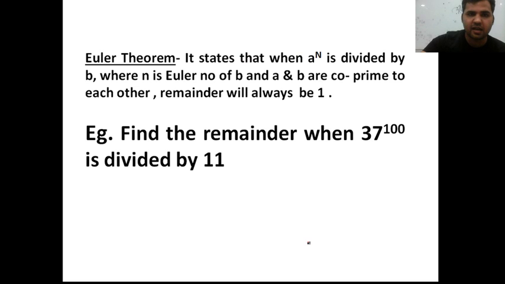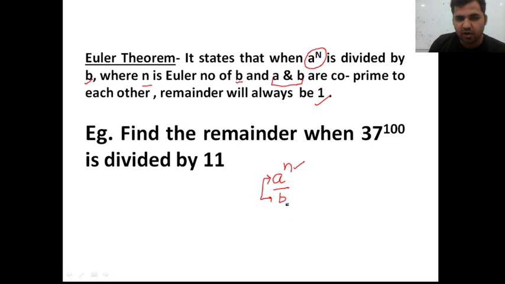Now, what does the Euler remainder theorem state? The Euler remainder theorem states that when a power n is divided by b, where n is a multiple of the Euler number of b, and a and b are co-prime to each other, the remainder will always be 1. For example, if a power n is divided by b, and a and b are co-prime with each other and n is a multiple of the Euler number of b, in that case the remainder will be 1, right? This is the Euler remainder theorem.